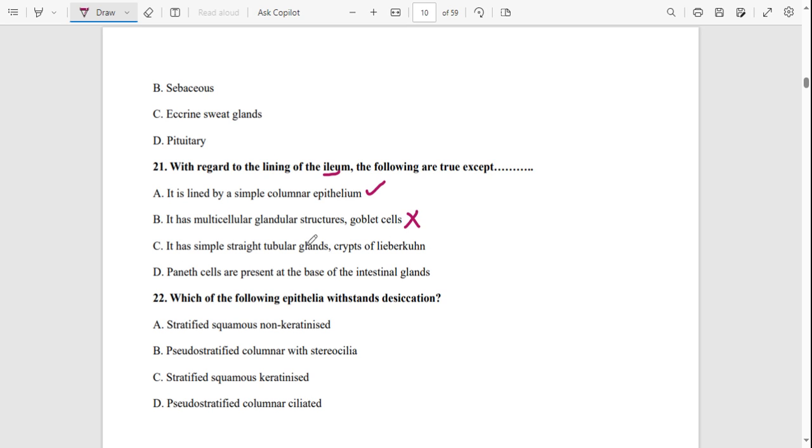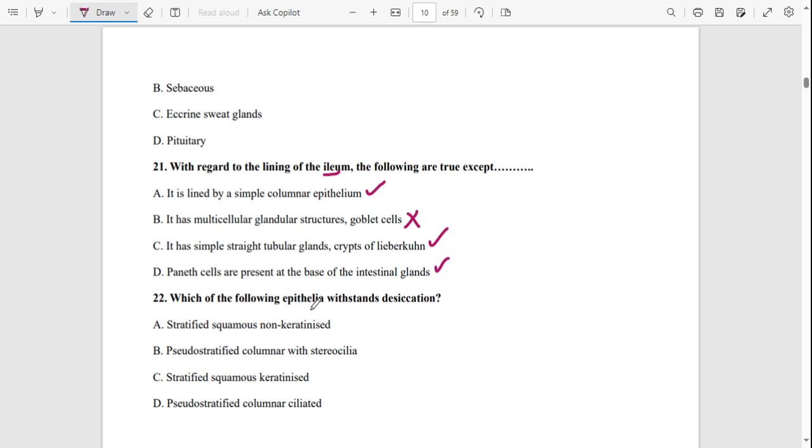It has simple straight tubular glands, crypts of Lieberkühn. This is true. Crypts of Lieberkühn are simple, straight, tubular. It's important to take note because in another question it can come up like that. Paneth cells are present at the base of the intestinal glands. This is also true. Okay.